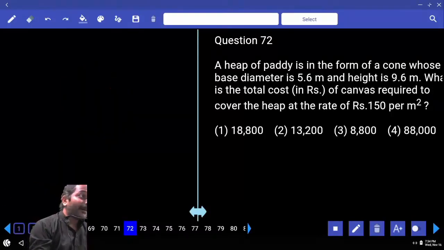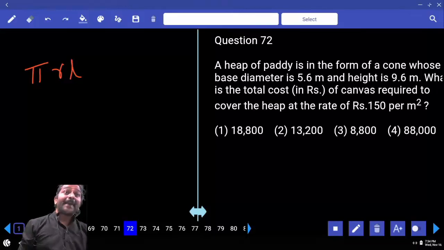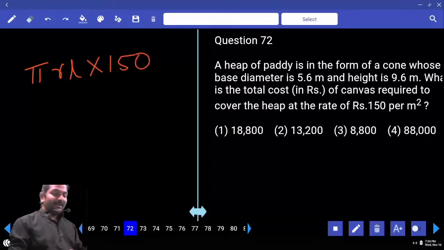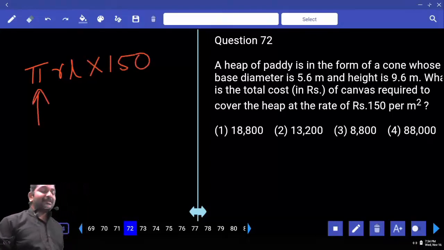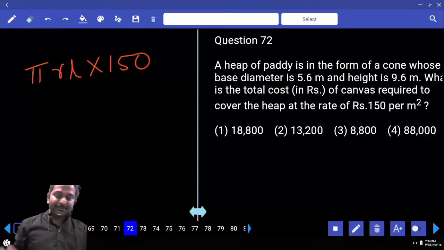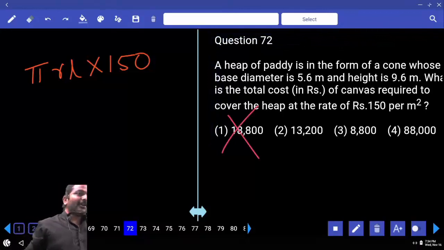What is the formula? Pi r l. That gives you the area of the canvas. But we were asked to calculate the price. How much is the price? 150. Because pi is there, the answer must be a multiple of 11. Can it be the first option? Can it be the second, third, fourth?